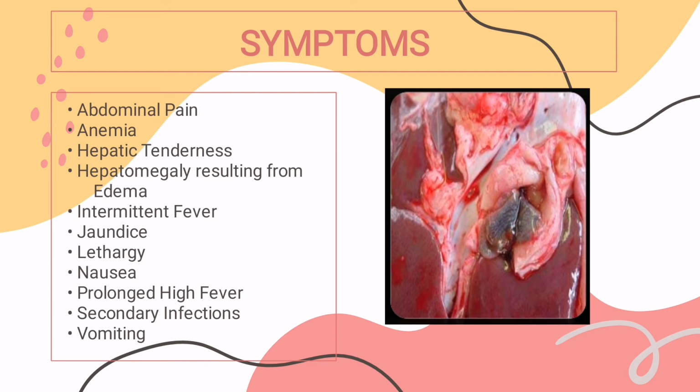Next, in acute infection, the immature flukes migrate through the intestinal wall, the peritoneal cavity, the liver capsule, and the parenchyma of the liver before entering the biliary ducts, where they mature to adulthood in about 3 to 4 months. During this time, the patient suffers from abdominal pain, anemia, hepatic tenderness, hepatomegaly resulting from edema, intermittent fever, jaundice, lethargy or lack of energy, nausea, prolonged high fever, secondary infection, and vomiting.